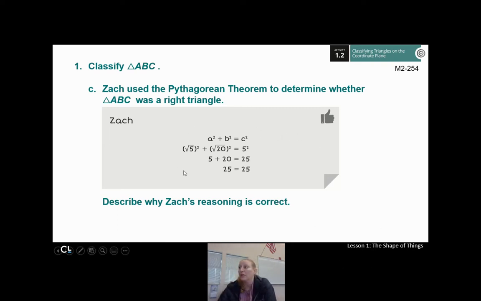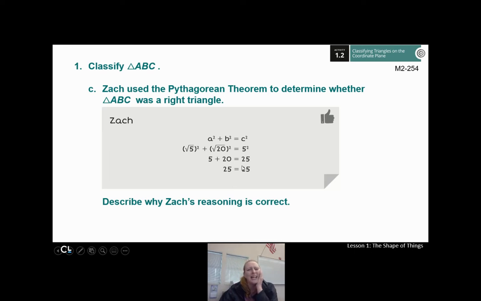So he set it up like this: a squared plus b squared equals c squared, square root of 5 squared plus the square root of 20 squared. He didn't use decimals. Equals 5 squared. So a square and a square root cancel out, so that becomes 5. Square and a square root cancel out, so that becomes 20. And 5 squared is 25. Oh, and 5 plus 20 equals 25 as well.